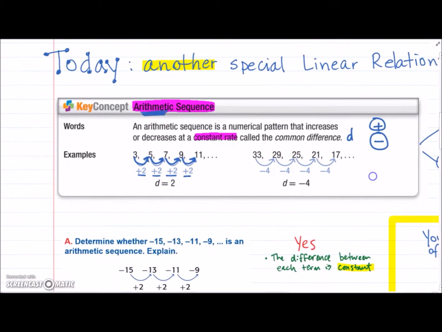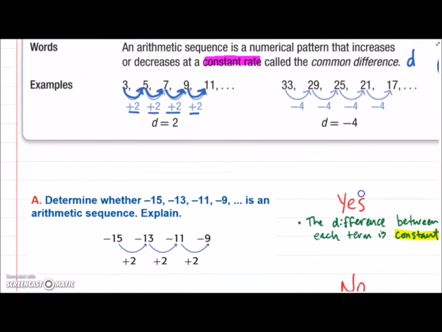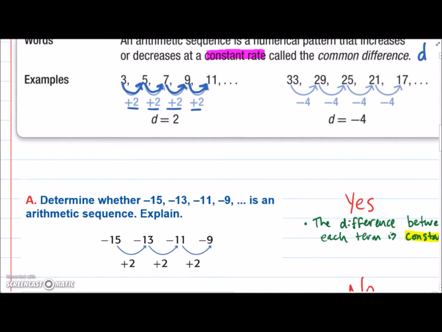So first, let's look at how we recognize if something is arithmetic or not. Here's example A. It says determine whether this sequence, -15, -13, -9, is an arithmetic sequence or not. First let's ask ourselves, are those numbers getting bigger or smaller? It looks like they're getting closer to 0, from being very negative to being less negative. So the numbers are getting bigger.